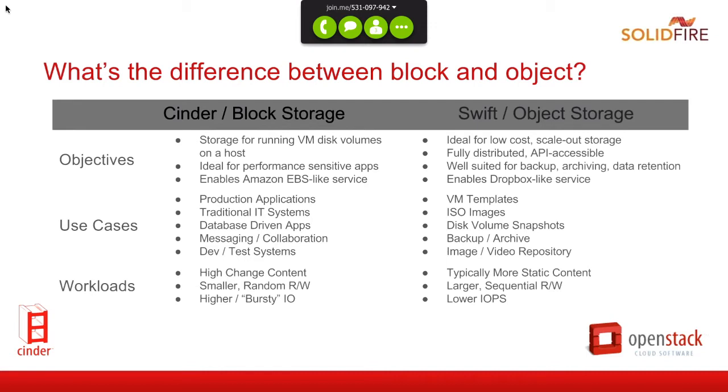Well, what do you do when you have workloads that don't require that? Because there are certainly OpenStack workloads out there that do not require this. And so what do we need to do when we talk Swift? Well, we refer to that as lower cost scale-out storage, a lot of times spoken to directly through an API, and a lot of backup, archiving, data retention, static content, if you will, as opposed to high change content. So VM templates, ISO images, backup and archive repository, static web page images.